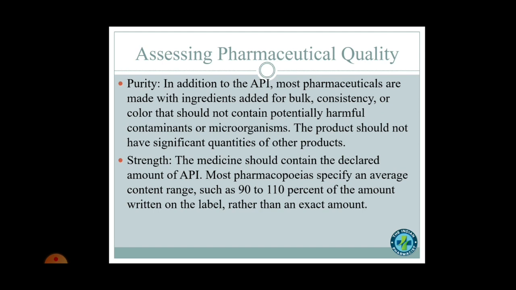Most pharmacopoeias specify an average content range, such as 90 to 110% of the amount written on the label, rather than an exact amount. To ensure a long shelf life, manufacturers often use pharmaceuticals with maximum allowable amount, for example, 110 mg rather than 95 mg, which provides a margin for safety for slight losses in strength or potency over time.